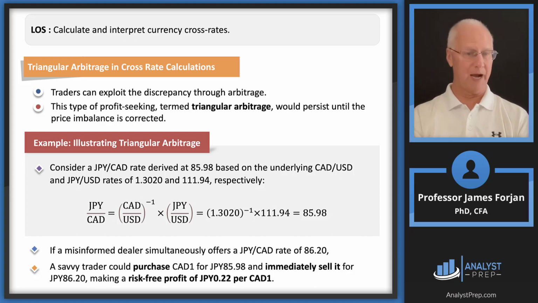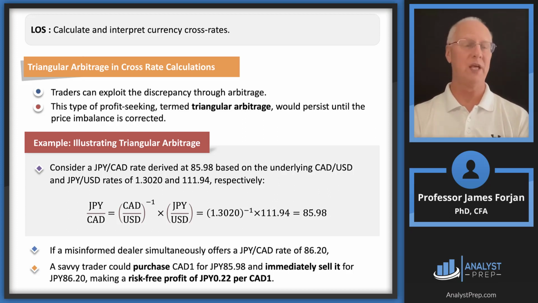Well, look at the very bottom diamond point. If a misinformed dealer simultaneously offers. All right, so think in that gray box, that's kind of like a theoretical value, but that 86.20, that's an actual value. So what are we saying here? In the gray box, we're saying that it ought to take 85.98 yen to buy one Canadian dollar, but some misinformed dealer is offering 86.20 Japanese yen per Canadian dollar, which is different, right? Those two numbers are different.